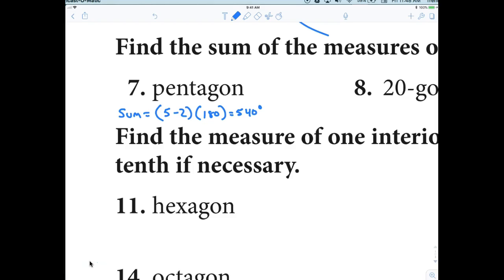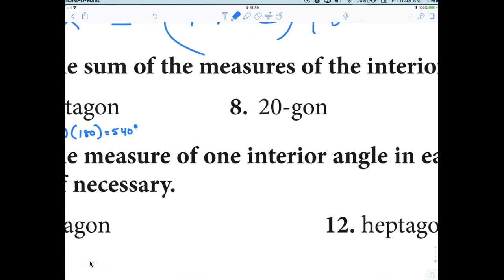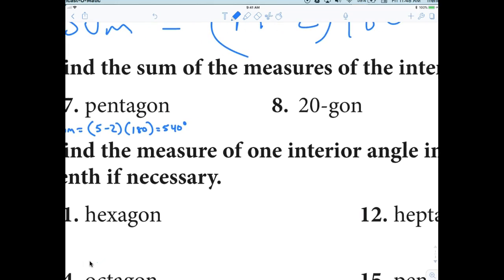What? What? It doesn't matter. Ask me what the question is. Come on. You understand what I'm saying, Sebastian? You can do 5 minus 2 times 180 without me helping you. Sit up in your seat correctly now. Come on, Sebastian.